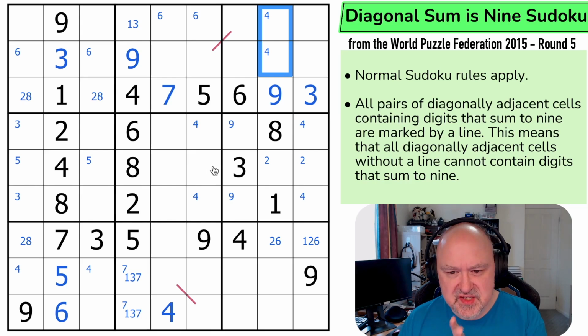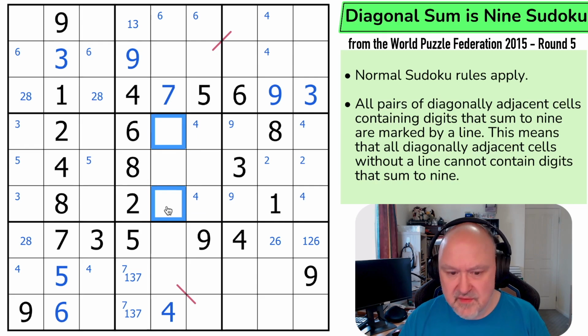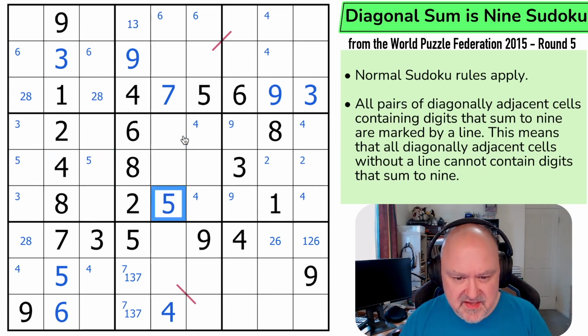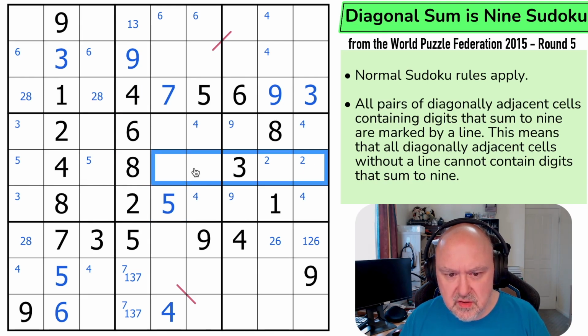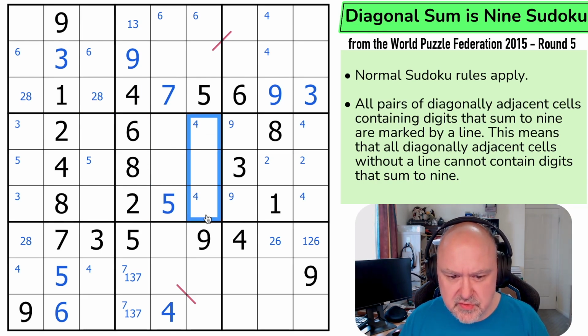I need more digits in the center of things. So 5 can't be in any of those. 5 is in one of those two. Yeah, no, that was because of this. That's fine. And 4 can't go next to 5. That's not the 5. That's the 5. 2 is not, yeah, what am I looking at? That's not it. 7 is in one of those three. 7 can't go next to 2, but that's not a problem.